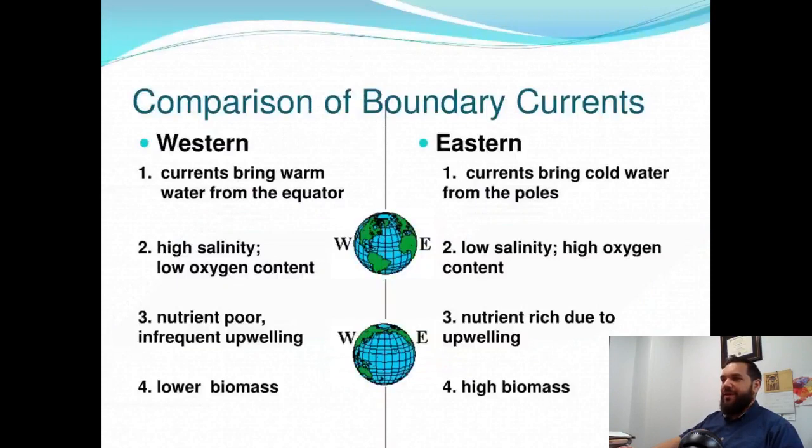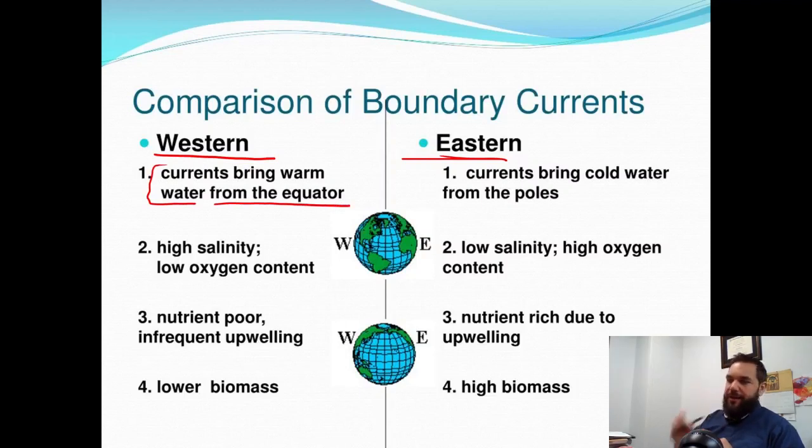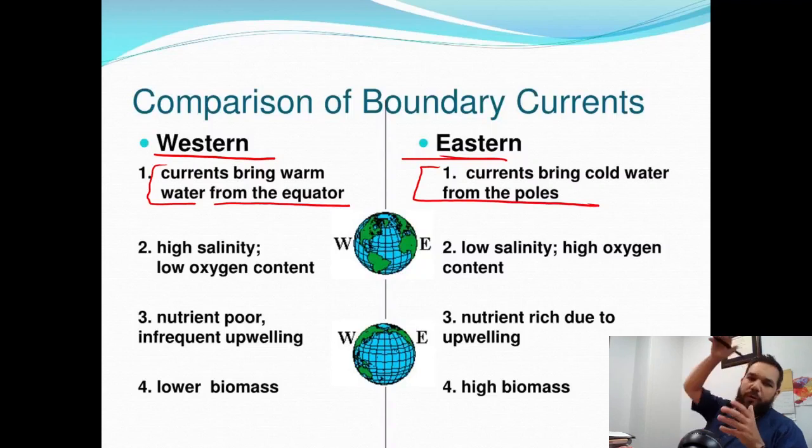So again, the western boundary currents and the eastern boundary currents. Currents from the west are bringing warm water from the equator up to higher latitudes. The eastern boundary currents are bringing cold water down from higher latitudes near the equator.